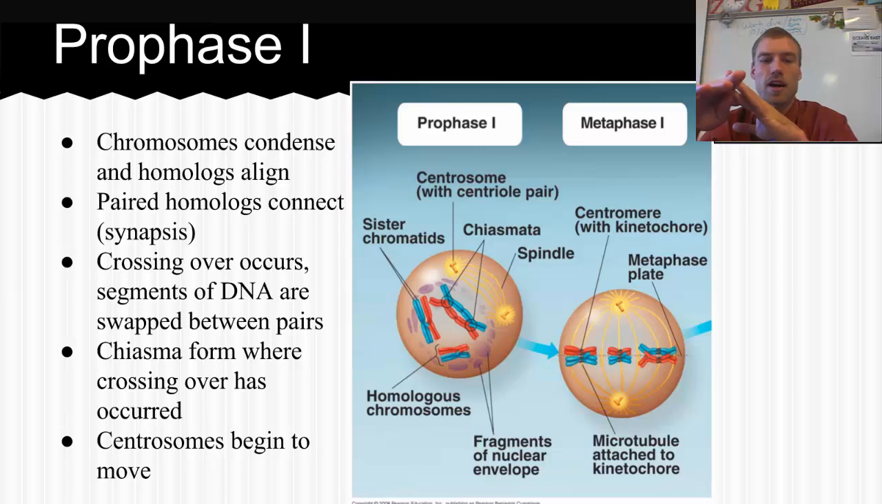Segments of the DNA are swapped between the pairs. So basically what we're doing is creating chromosomes that are no longer just the information from your father and just the information from your mother.